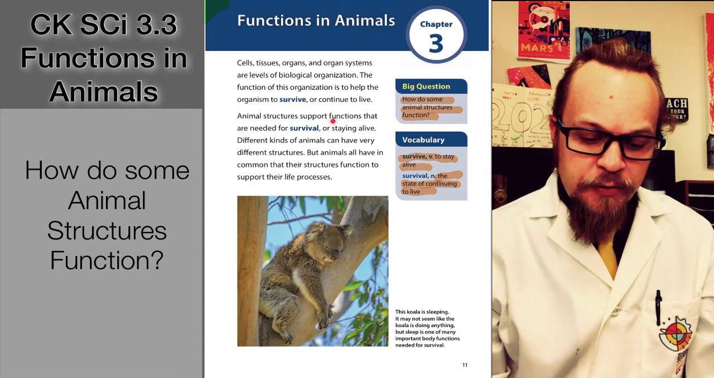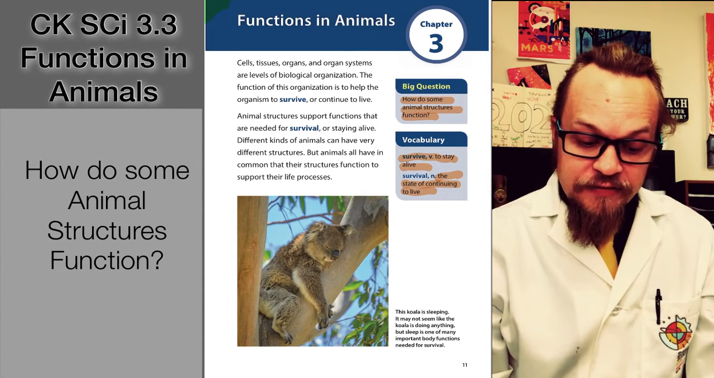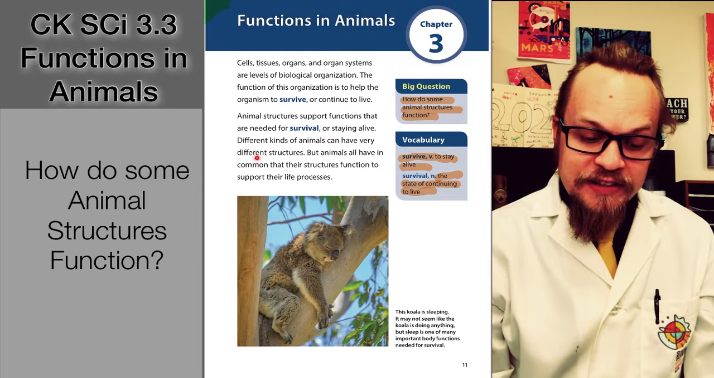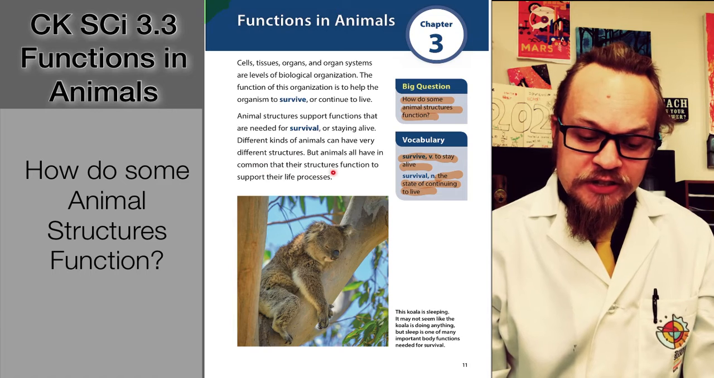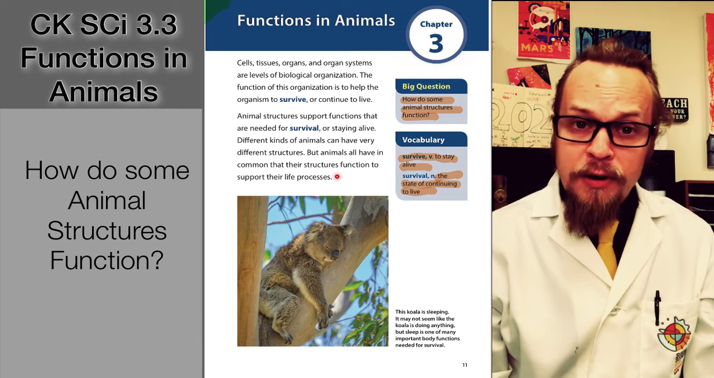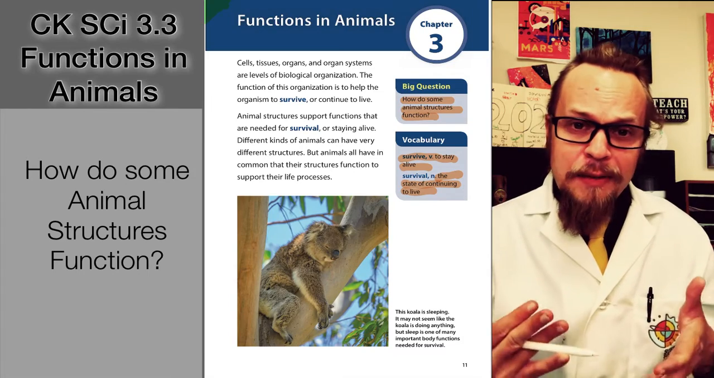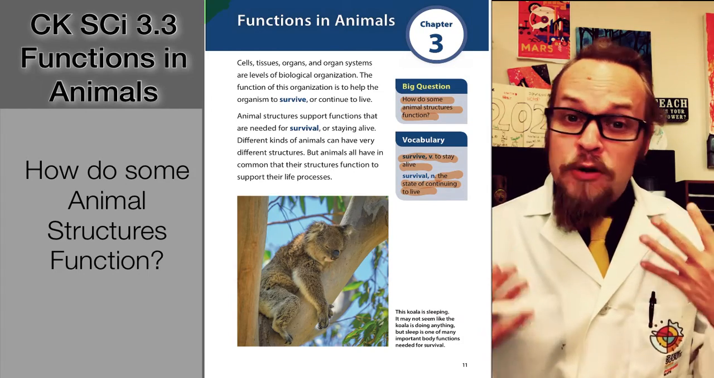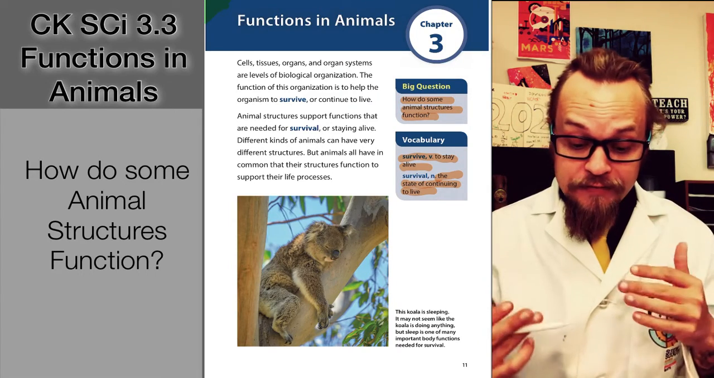Animal structures support functions that are needed for survival or staying alive. Different kinds of animals can have very different structures, but animals all have in common that their structures function to support their life processes. So no matter what kind of animal we're talking about, they're all designed in a way to help them survive or to stay alive.